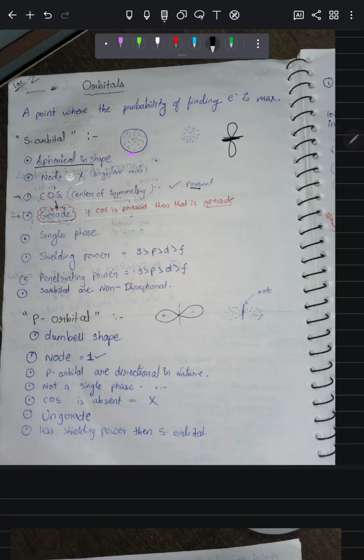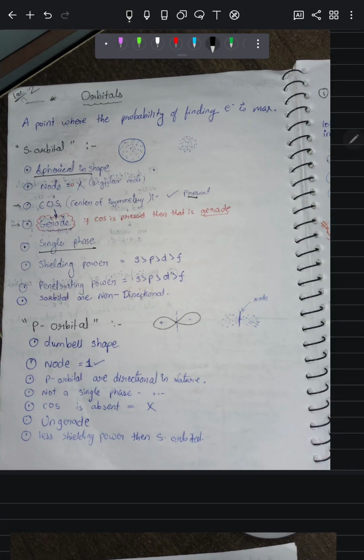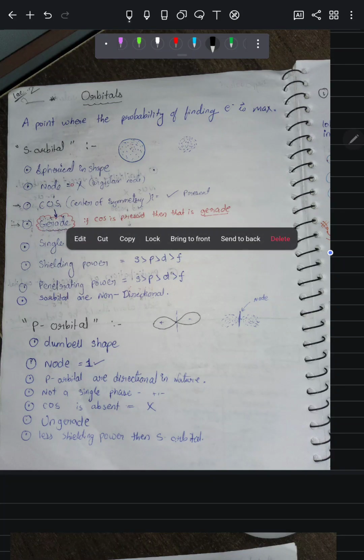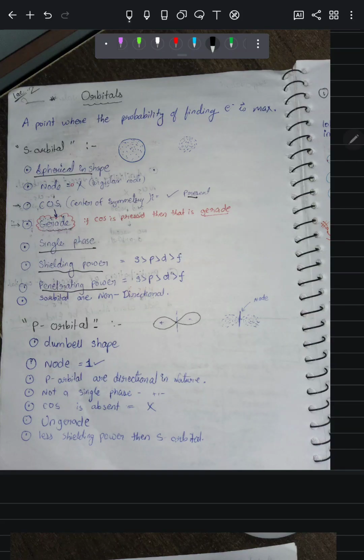And let's talk about the single phase. It is a single phase. What this means is it does not have any phase change, just like in the p orbital. It has phases, positive and negative. So two phases are present. So it is not a single phase orbital. And in s orbital, the shielding power of s is maximum, and the penetrating power of s is also maximum, and it decreases afterwards. S orbitals are non-directional, meaning they do not have any direction.